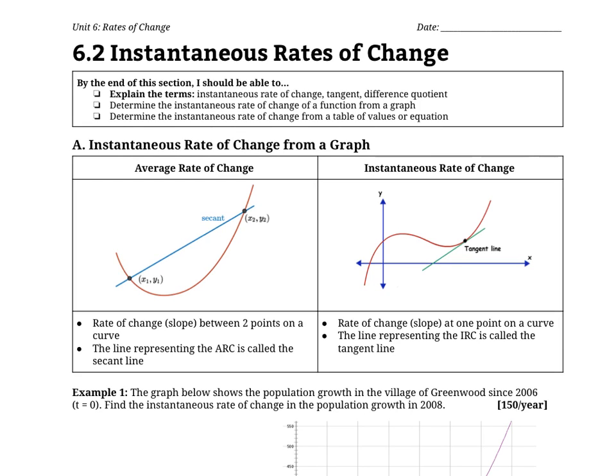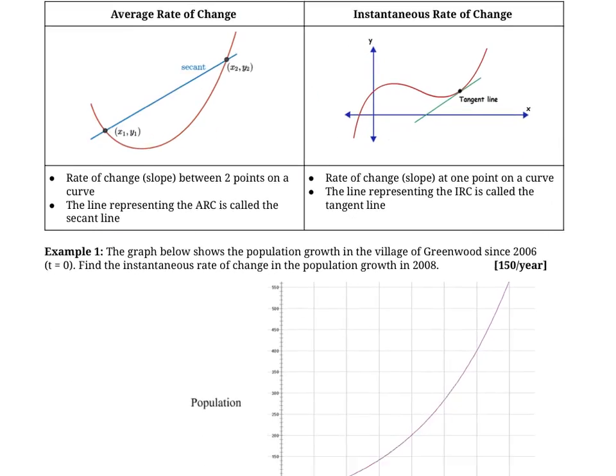Here we're going to calculate an instantaneous rate of change. So we know from previous lessons that the average rate of change is just the slope of a line between 2 points on a graph. The instantaneous rate of change is the slope of the tangent that touches a point on that graph. That's called the tangent line.